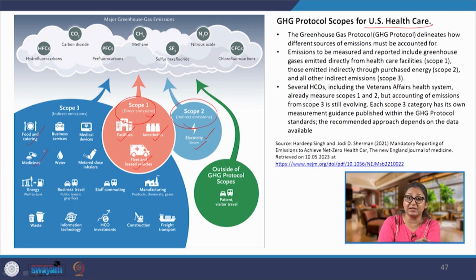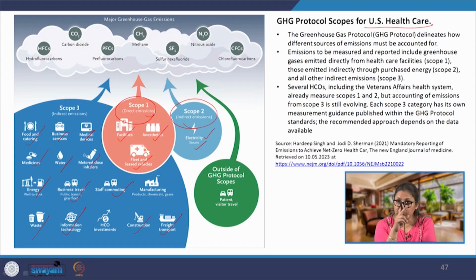If we look at the medicines which are being manufactured elsewhere and brought here, business travel, staff commuting, freight transport, the construction of the building that has happened already, there is embodied energy in it that is causing the indirect emissions, or it is also the emissions during the construction which has already taken place. So, they have put all of these in scope 3, also IT, waste and a lot of these heads, they have put all of them in scope 3 of indirect emissions.